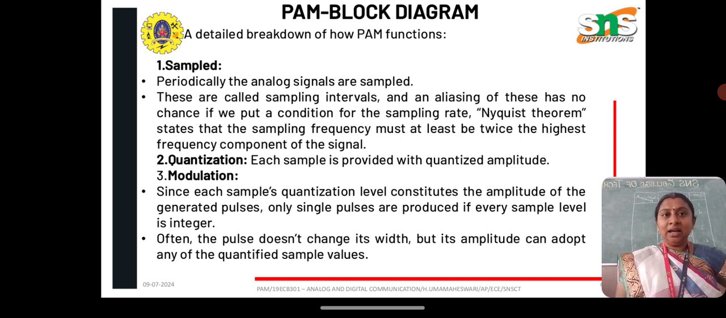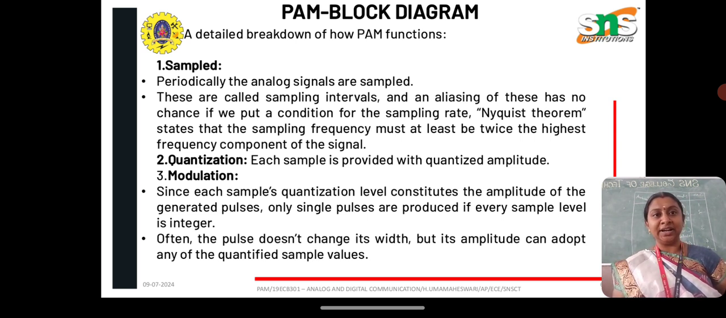The various functions of pulse amplitude modulation are sampling, quantization and modulation. In sampling, the analog signal is periodically sampled at intervals called sampling intervals, and aliasing has no chance if we put a condition on the sampling rate. Nyquist's theorem states that the sampling frequency must be at least twice the highest frequency component of the signal.